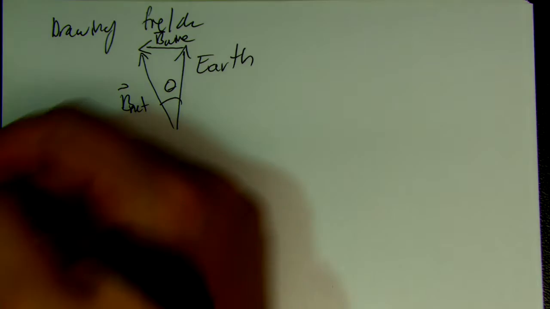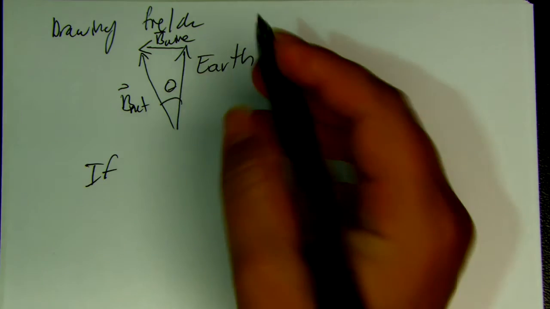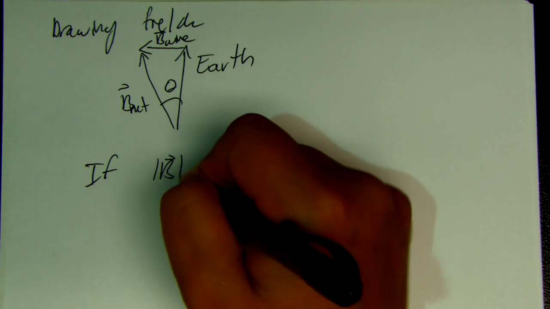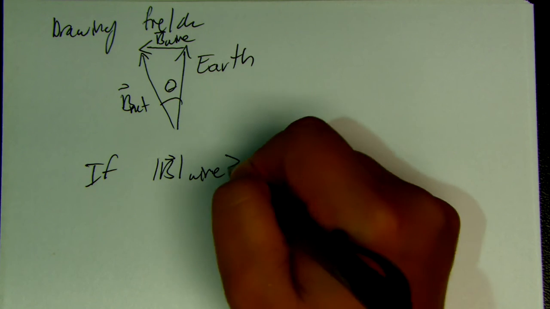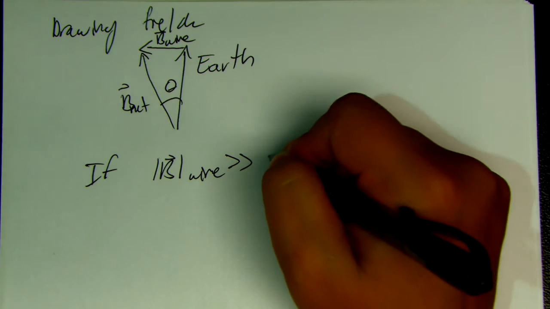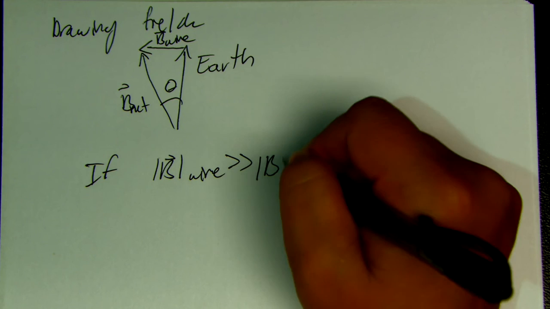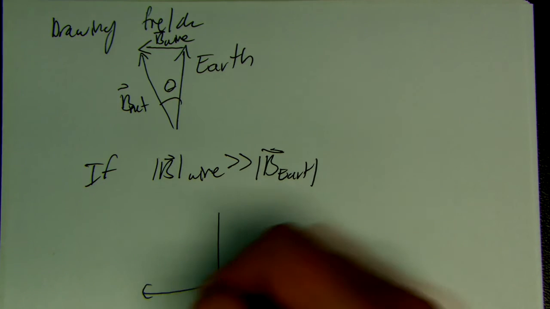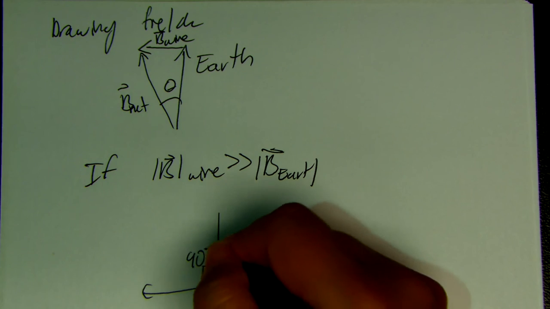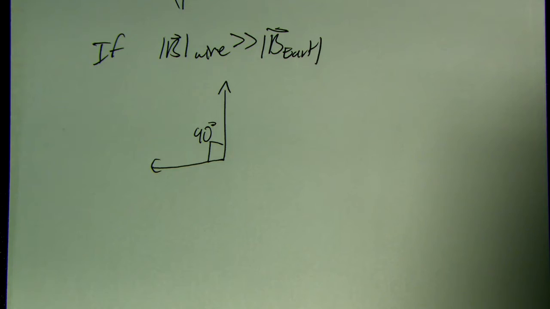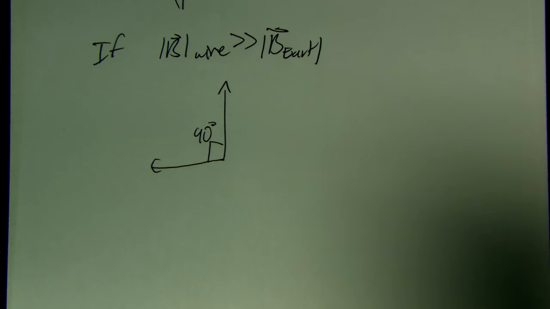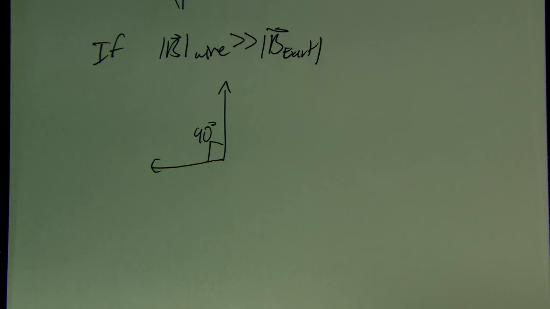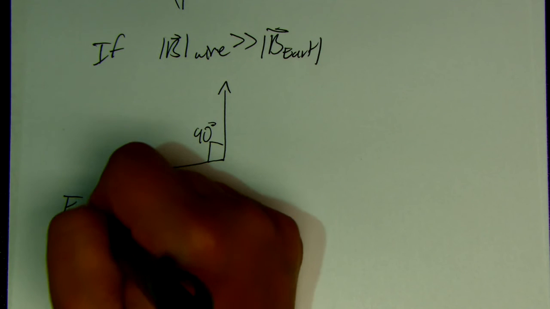And so, if you have a wire with huge current running through it, then it's going to be much, much bigger than the field of the Earth, and you would get 90 degree deflection. Obviously, we're not going to do any experiments like that with that large of a current because there's some safety considerations. So let's look at an example on how to calculate the field of a wire.